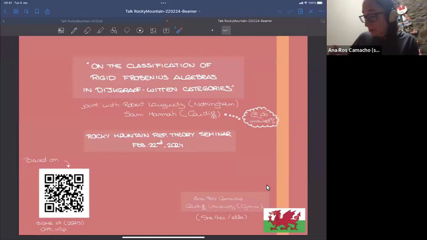We released a preprint back in March last year, and in record time we got it published. I still cannot believe it. At Sigma, you can find it; this is the QR code to the link if you're curious.